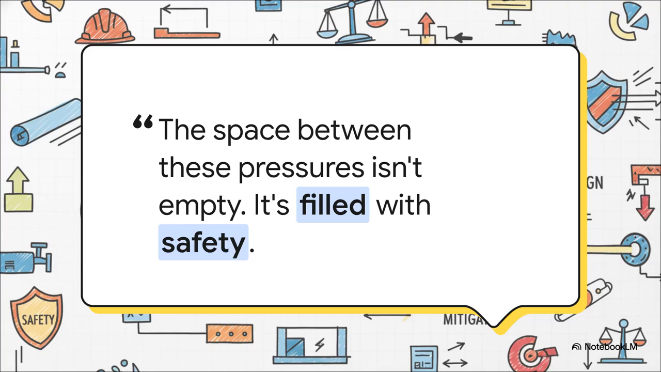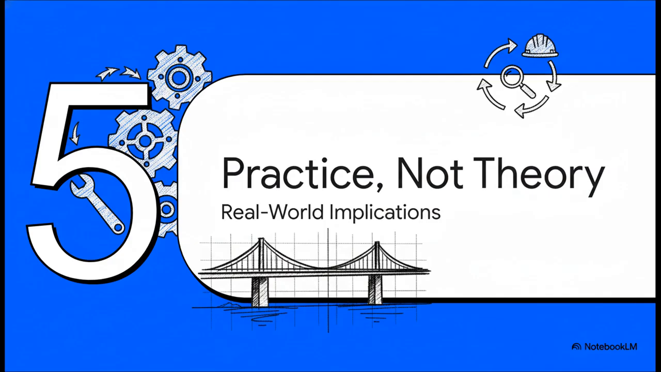In fact, engineering codes and standards literally require these separations. It's all to make sure that even if a sudden surge takes the pressure above its normal operating level, there's still a massive buffer before it ever gets close to the system's design limit. And listen, this isn't just some abstract theory. It has huge real-world consequences. So let's take a look at how this all plays out in practice.